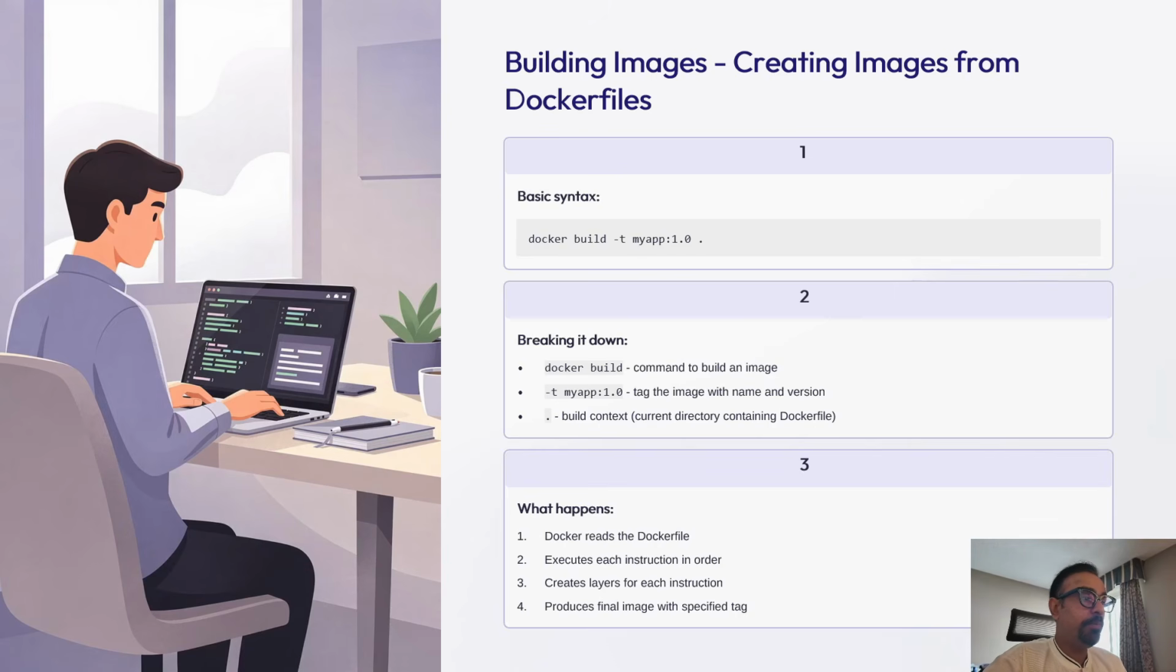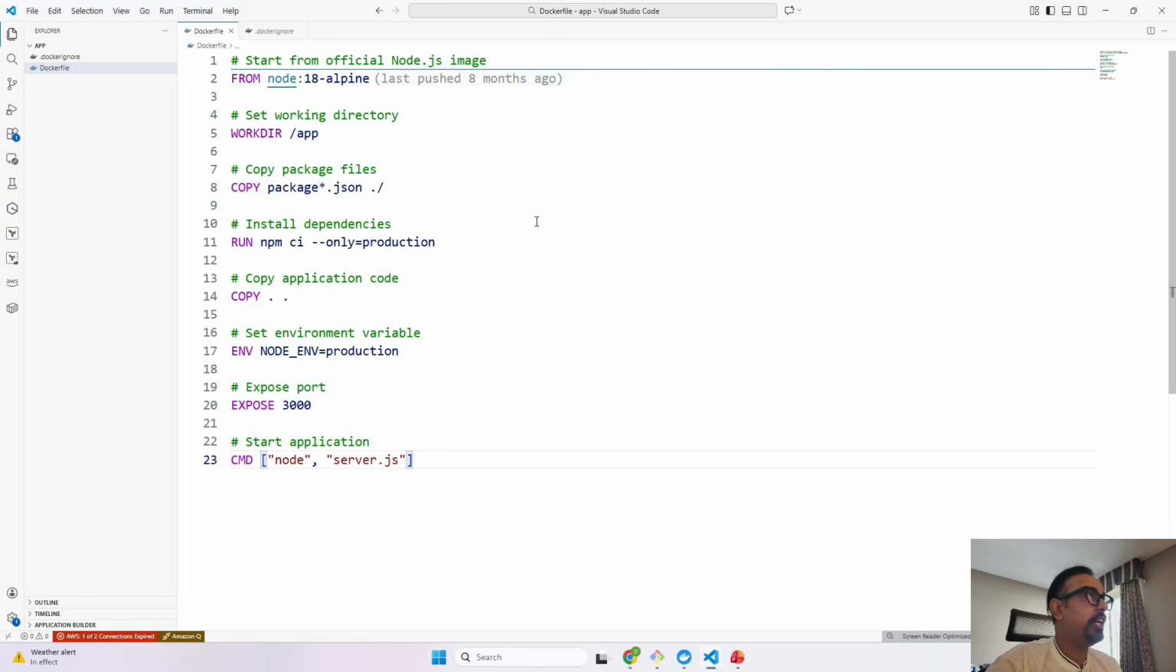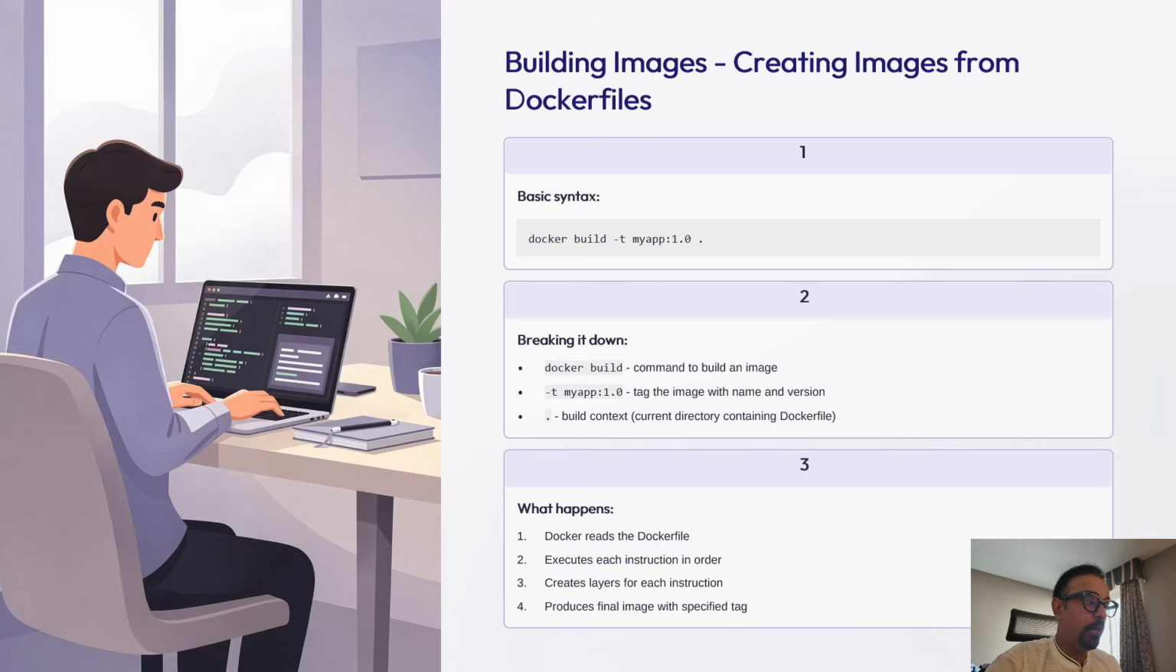So let's start with building images. Once you have a Dockerfile, you use the docker build command to create an image. And this is how the build command looks. Before going to that, let me just remind you, in our last video, we created the Dockerfile, and we are going to use the same Dockerfile to perform a build. Now, the syntax is straightforward: docker build -t my-app:1.0 space full stop.